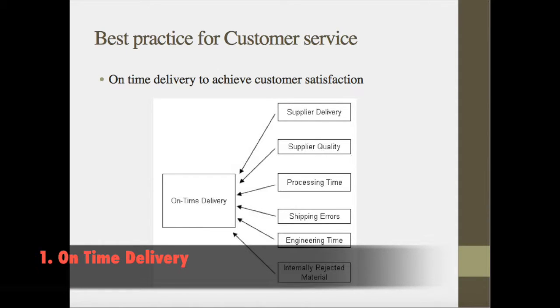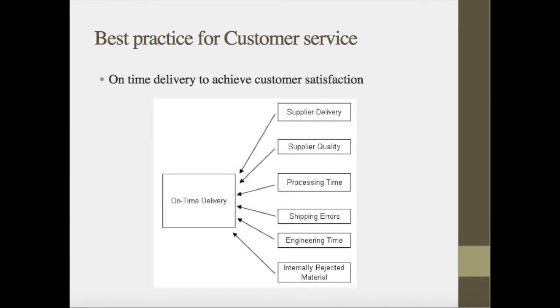The first is on-time delivery to achieve customer satisfaction. On-time delivery is a measure of process and supply chain efficiency, which measures the amount of finished goods or services delivered to the customer on time and in full. It helps determine how efficiently we are meeting our customer's deadlines.